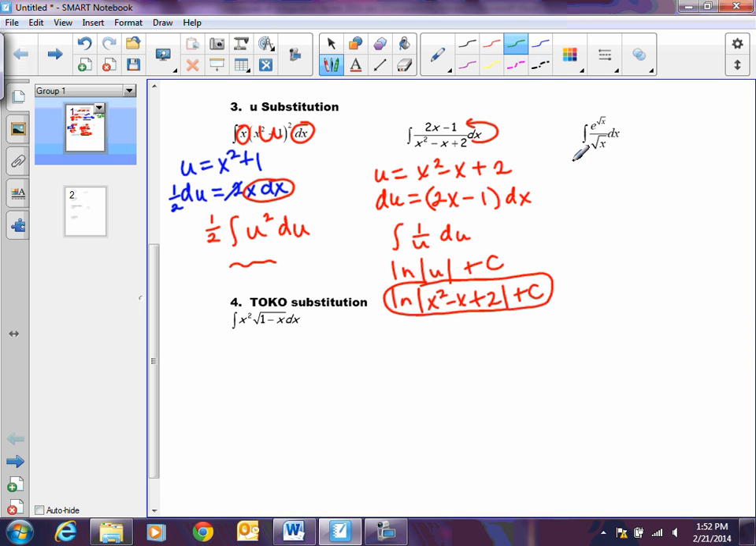All right, what about this last one? How do you know this is a u substitution?